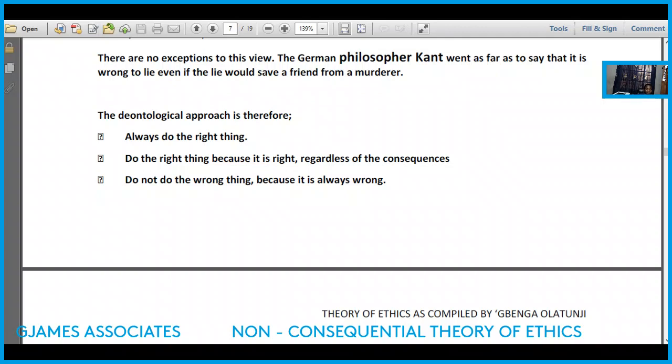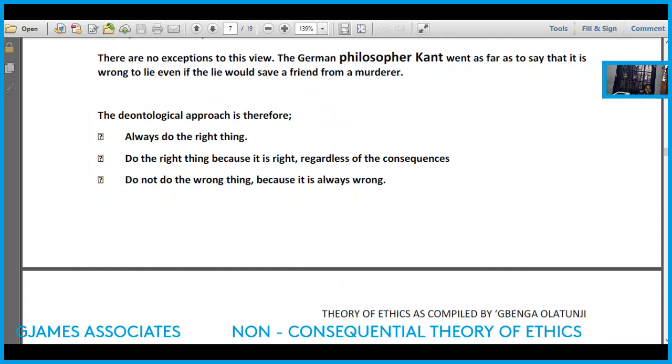If you lie, then you are following the consequential theory of ethics, because your lying is based on you knowing the consequence, that if they lay hold of your friend, they are going to kill him or her. So you lie to save his or her life.